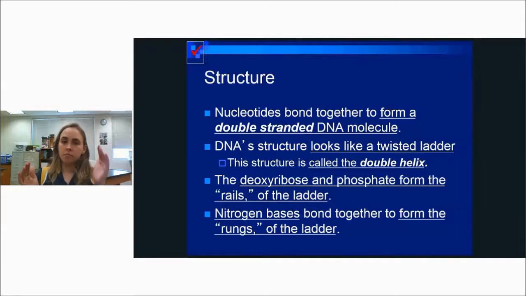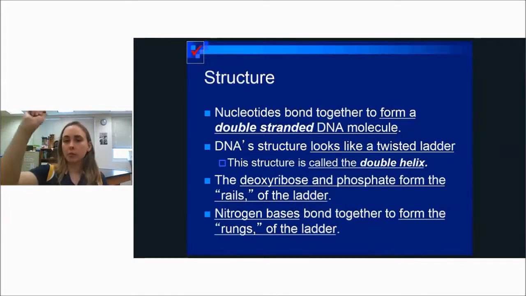And it is deoxyribose sugar and phosphate. So it'll be sugar, phosphate, sugar, phosphate, sugar, phosphate. And on the other side, it would be phosphate, sugar, phosphate, sugar, phosphate, sugar. They run in opposite directions. So the rails of the ladder are the sugar and phosphate, the ones that you would hold on to while you're walking up it. The rungs of the ladder, or the steps that you would put your feet on, are formed by the nitrogen bases. So they would be the adenine and thymine bonded together, or the guanine and cytosine bonded together. And they are bonded together with hydrogen bonds.